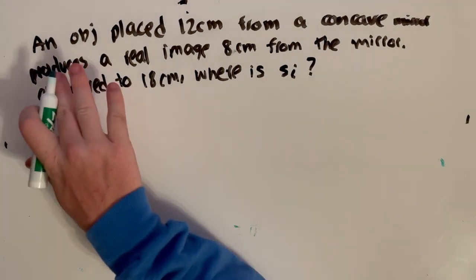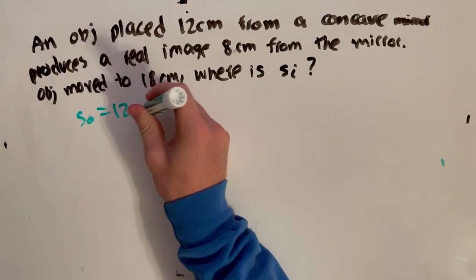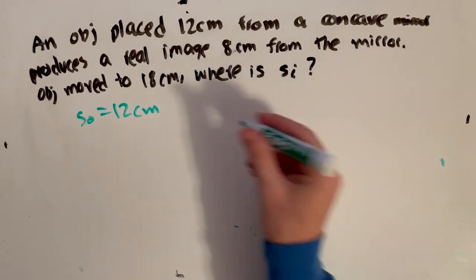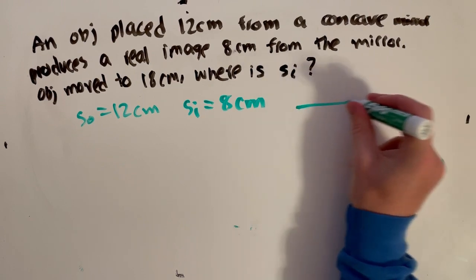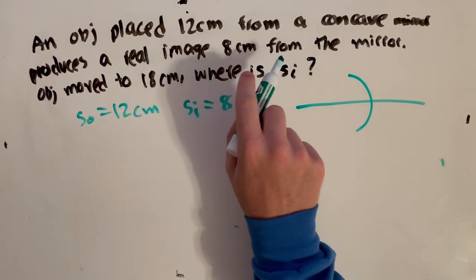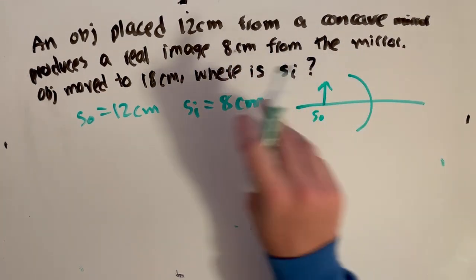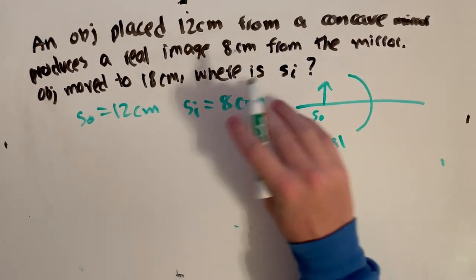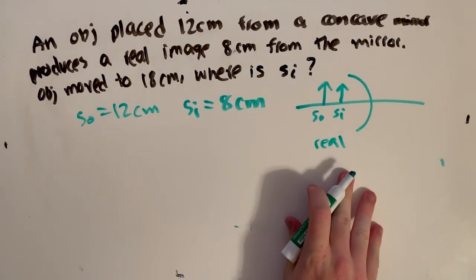So first thing I would like to note is our object distance for the first part is going to be 12 centimeters. And this is a concave mirror, and it produces a real image 8 centimeters. So the image distance is going to be 8 centimeters. And just for a quick visualization, this is going to be a concave mirror. It's 12 centimeters from a concave mirror, so it's going to be at 12, which represents our object distance. And then it's going to produce a real image, so it's going to be on the real side of the concave mirror, which is going to be the left side. So this is where our image is going to be. So just a quick visualization.